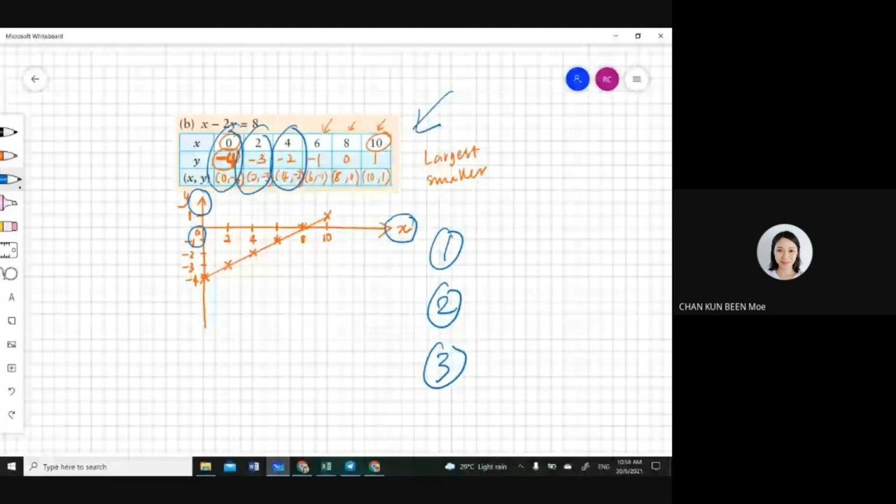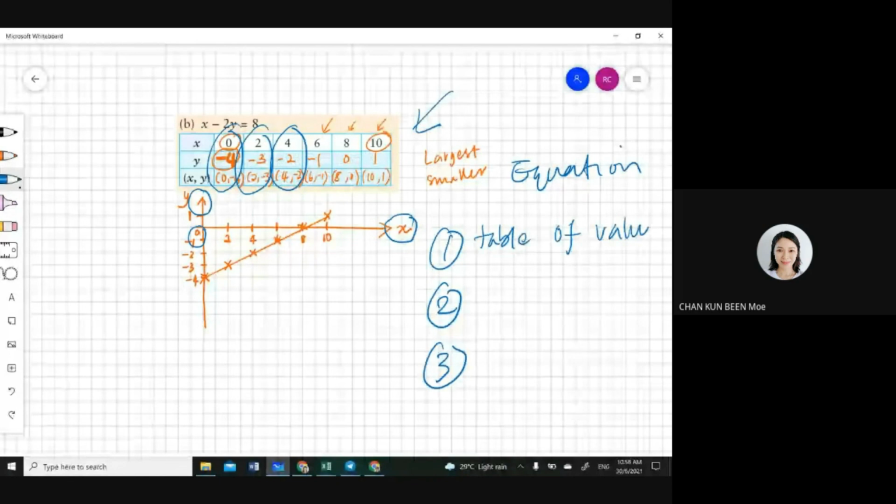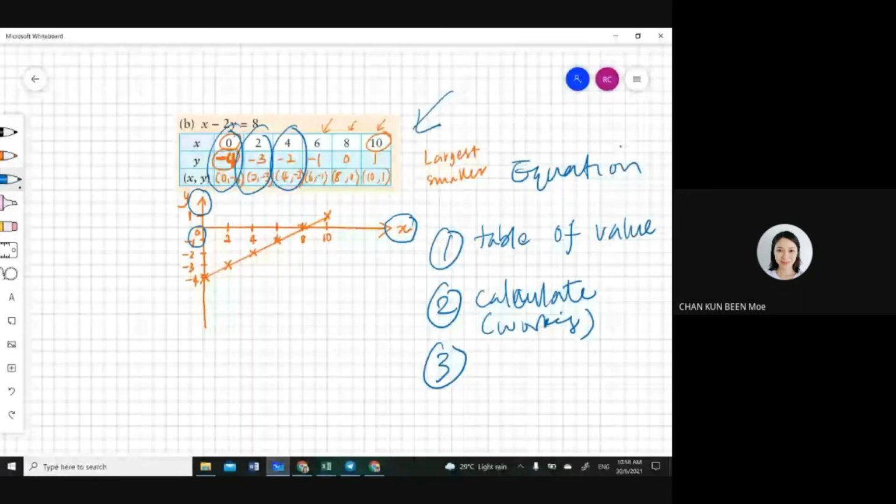One, two, three. First step, you're given the equation. You have to construct a table of values. Second, you are going to calculate each of the values. Calculate, and then you fill in the table of values like this. Okay, that will be your working or your steps. You have to show this. Last, you construct your graph.